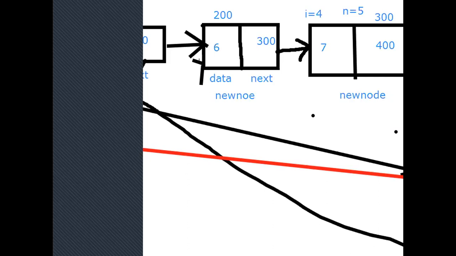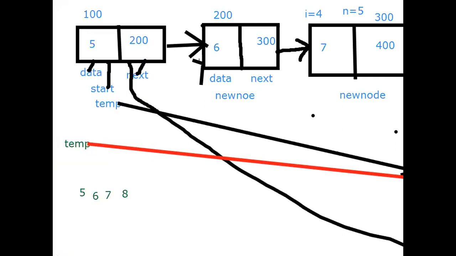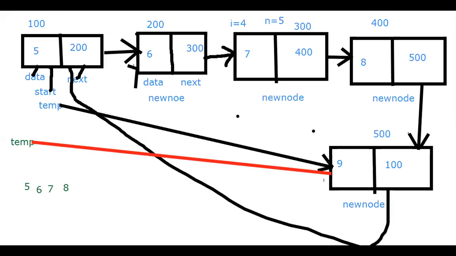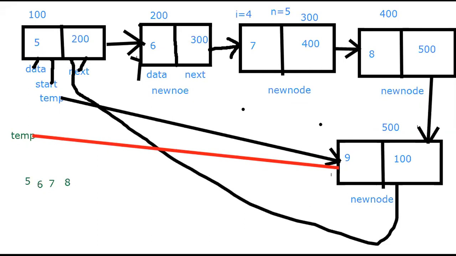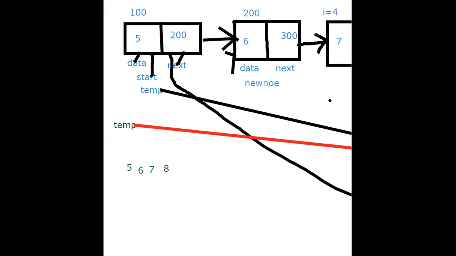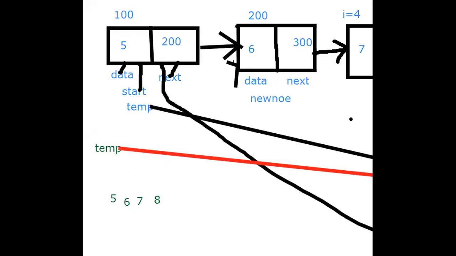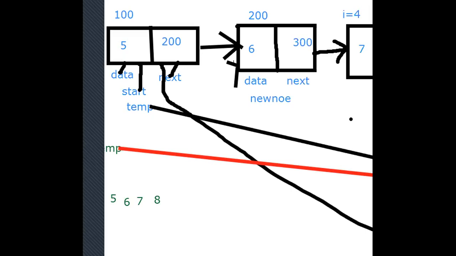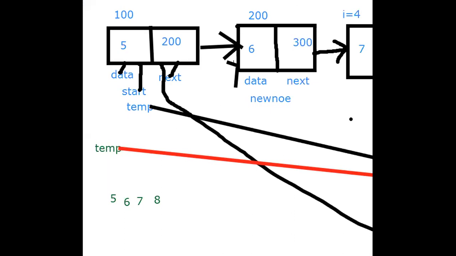Then we access the data in the first node after creating the circular linked list. Sorry, temp next means 100. 100 points to this node, and this node contains 500. Then the screen is displayed. The screen displays 1. The output screen displays 1.